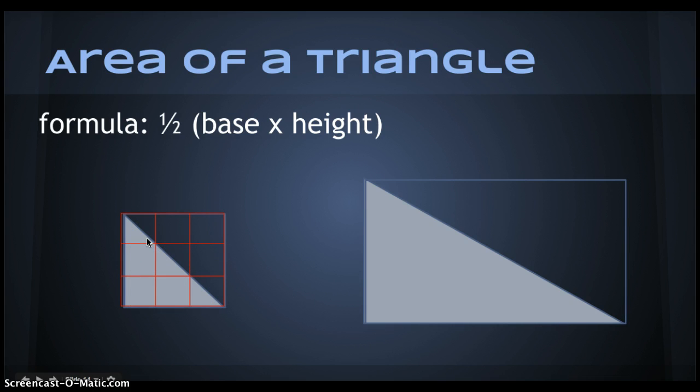Let's use a formula. The base of this triangle is 1, 2, 3. The height is also 1, 2, 3. So 3 times 3 is 9, and then we multiply that by 1/2. We get 4.5.